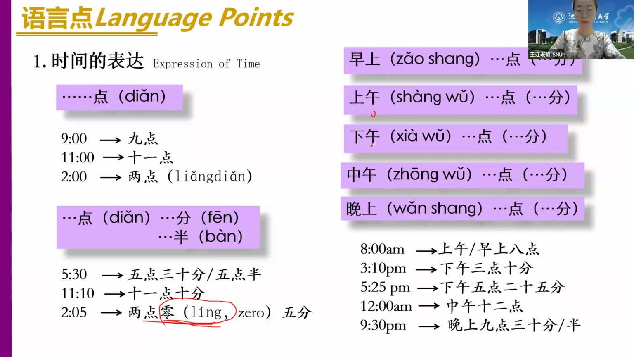午 means noon. Okay, 午. Yes, 上午 morning. 下午 afternoon. 中午. Okay. 中 means middle, so noon. Okay, 晚上, night, evening.